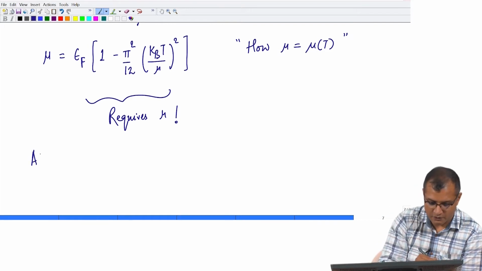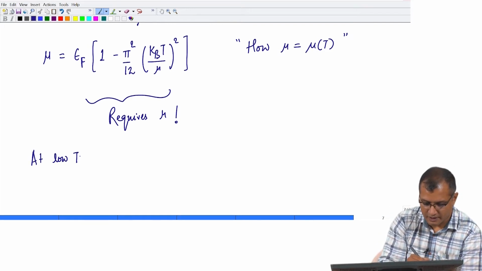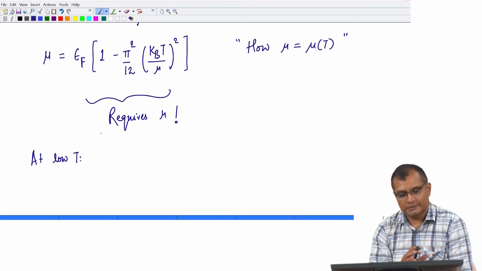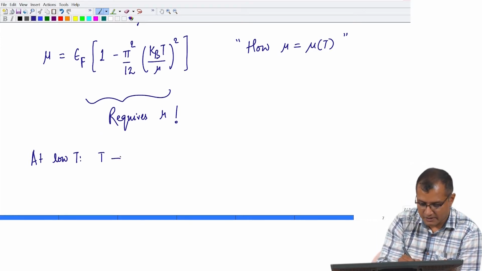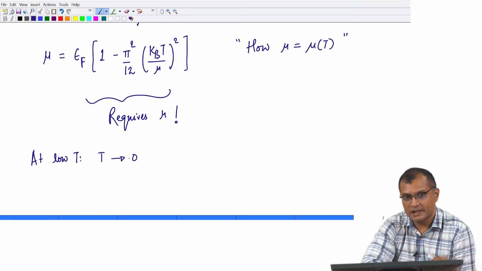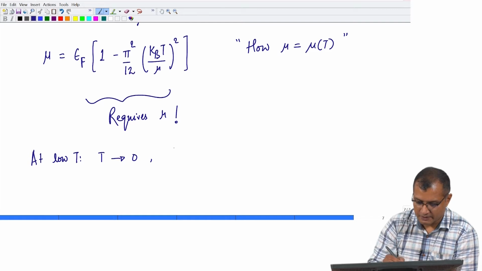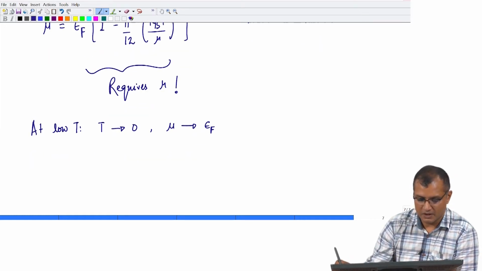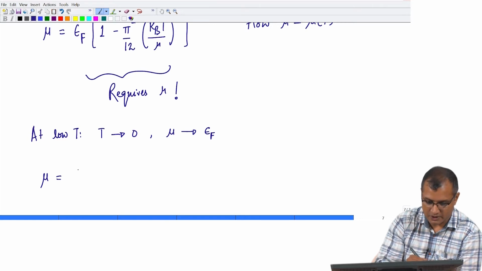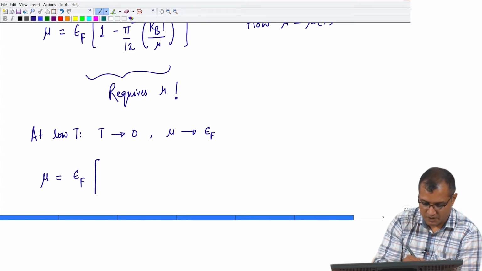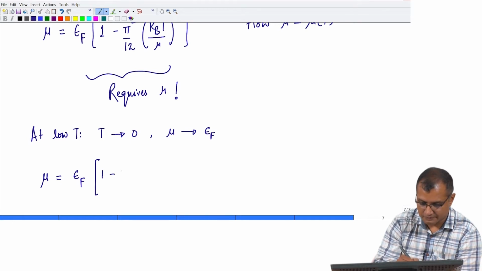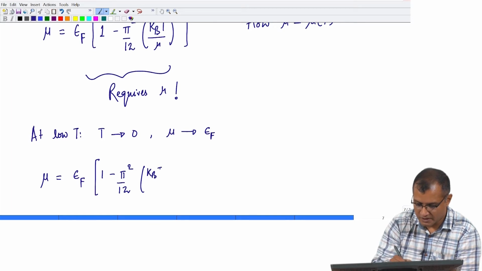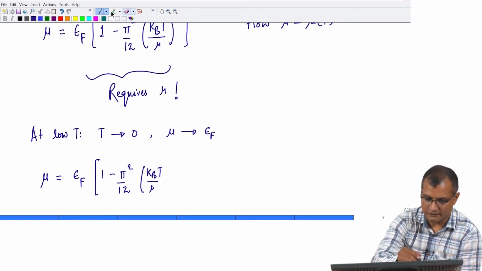So, at very low temperatures, again the idea is that my temperature is very close to 0, tending to 0, I can say that my mu is nothing but the Fermi energy only on the right hand side. Then I can write my chemical potential as mu that goes as E_F minus pi square by 12 into kBT over E_F.